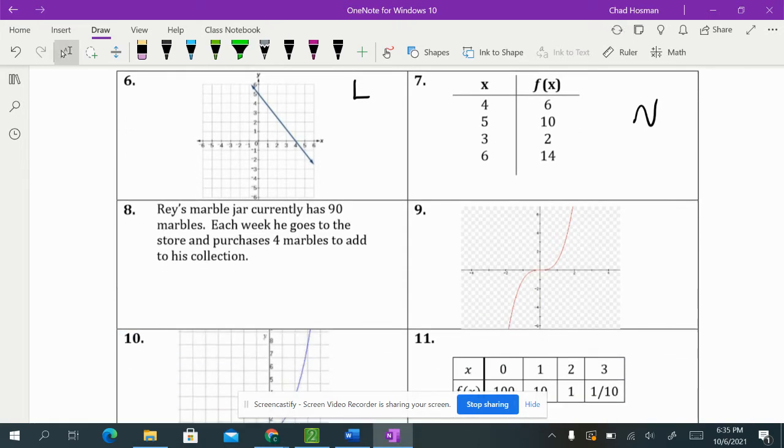Number 8 says Ray's marble jar currently has 90 marbles. Each week he goes to the store and purchases 4 marbles to add to his collection. So we know it's going up by 4 each time. So it's linear because the same number is being added.